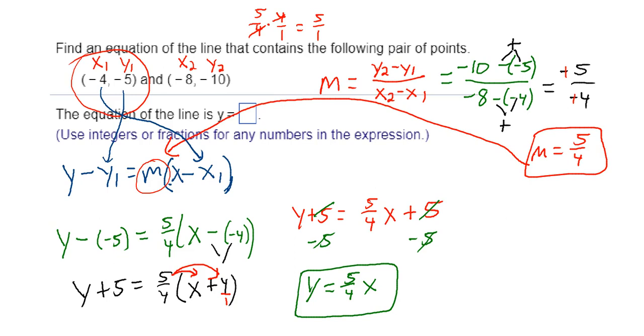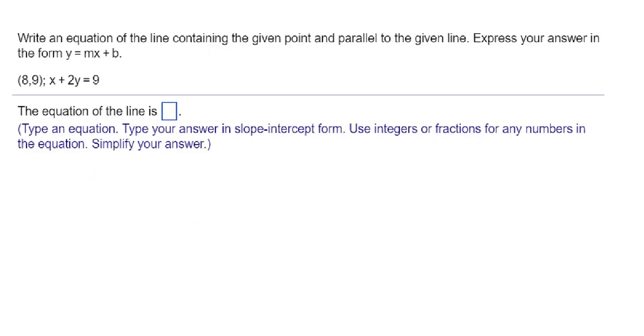So here's the next kind of problem that you'll have to deal with, where they're even more obscure with the information they're providing to make you do even more work to get what you need. So write an equation of the line containing the given point, which is 8, 9 in this case, and parallel to the given line. So instead of giving us 2 points to work with to find the slope, they're telling me about a line that is parallel to the line that I'm looking for. So I'm really going to have to go out of my way to find the slope that I need in order to answer this question.